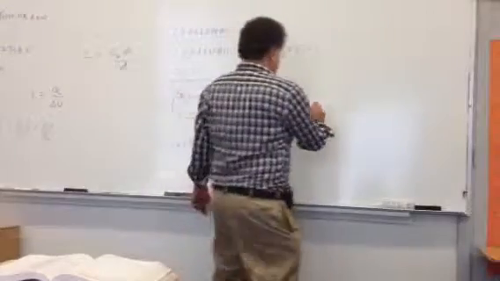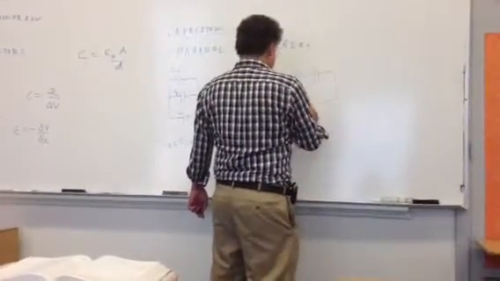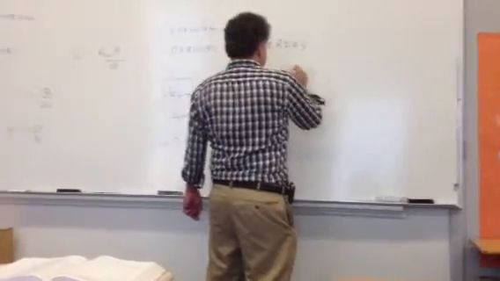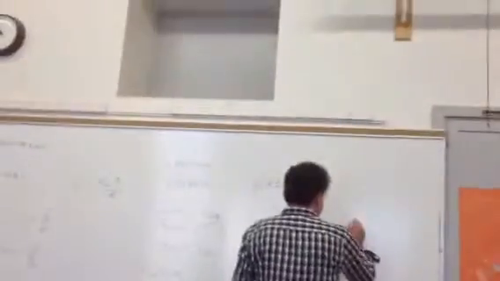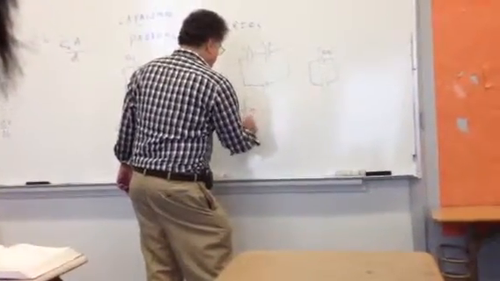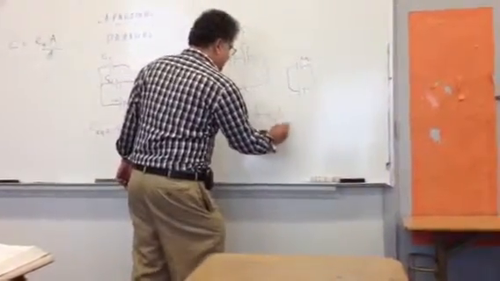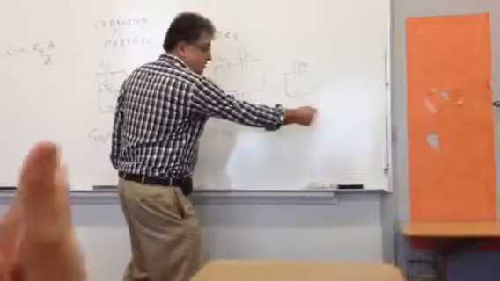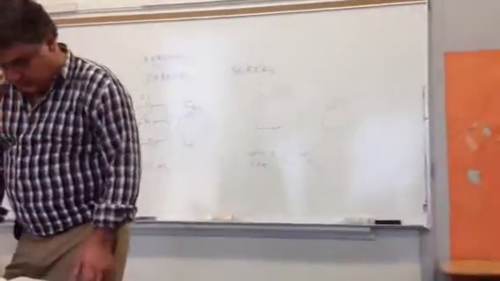In series they look like this. You have one capacitor, another, and this is C1, C2, the equivalent capacitance. The formula is 1 over C equivalent is equal to 1 over C1 plus 1 over C2. And if you have more than 2, then plus 1 over C3, and so on.